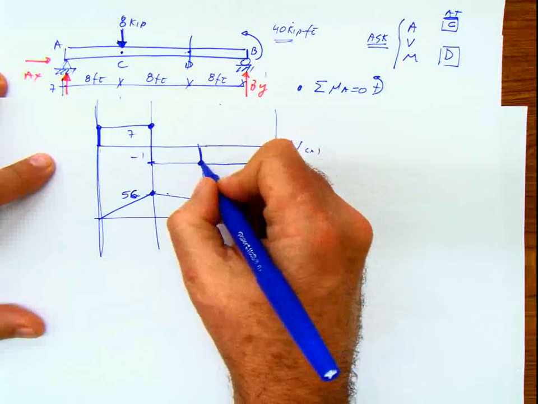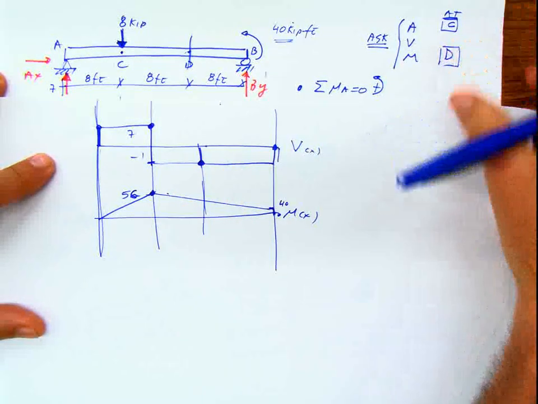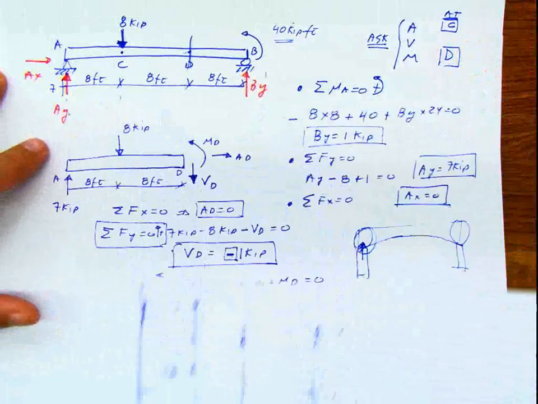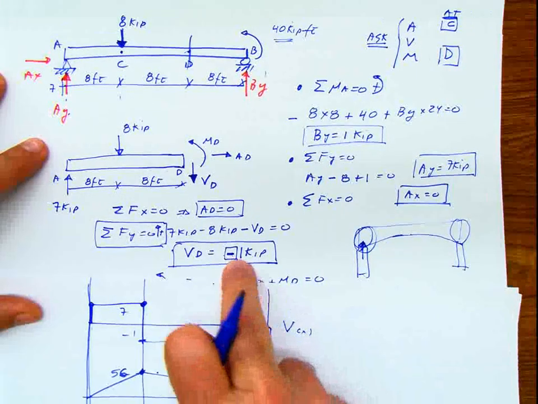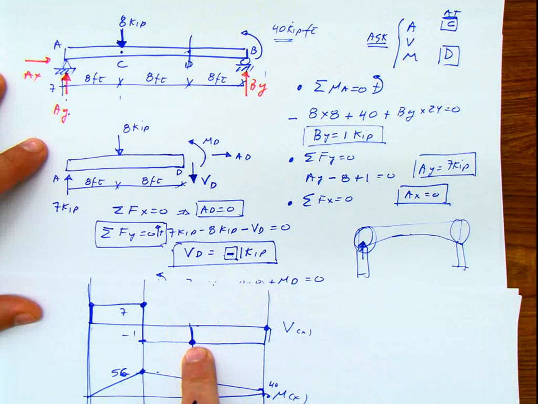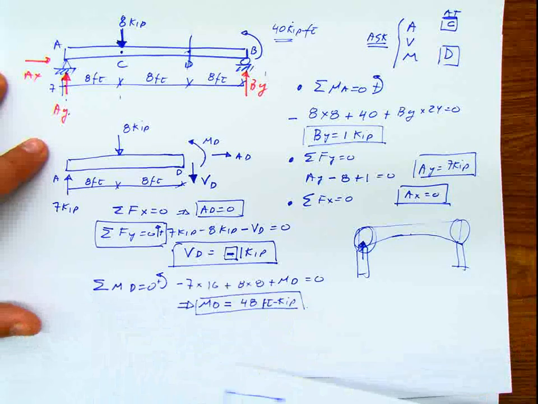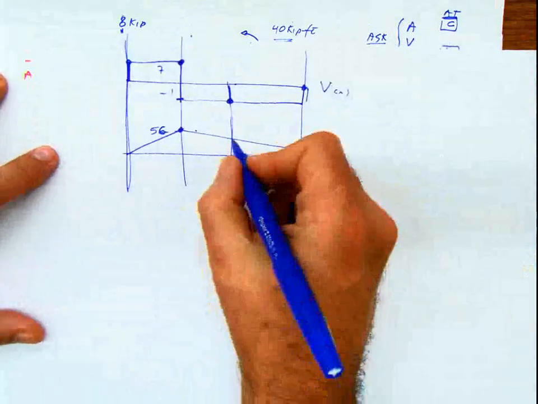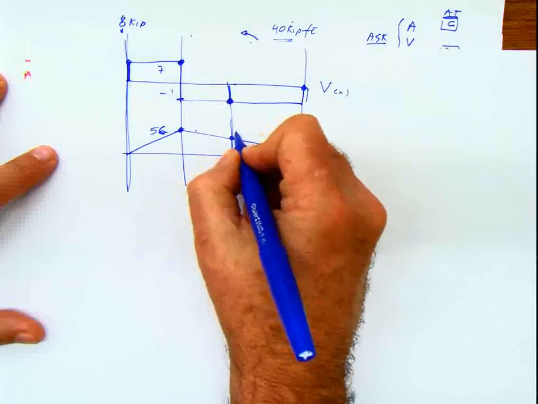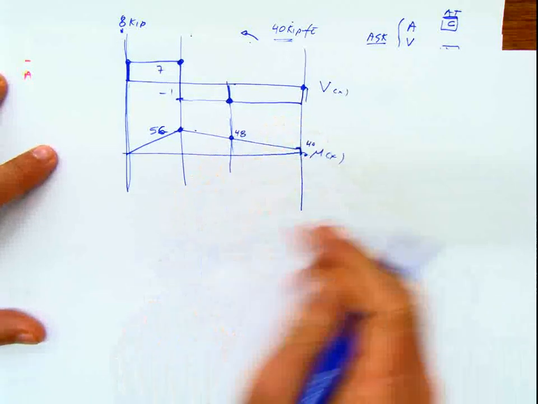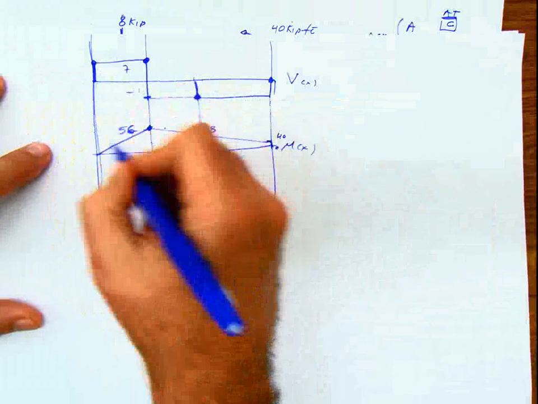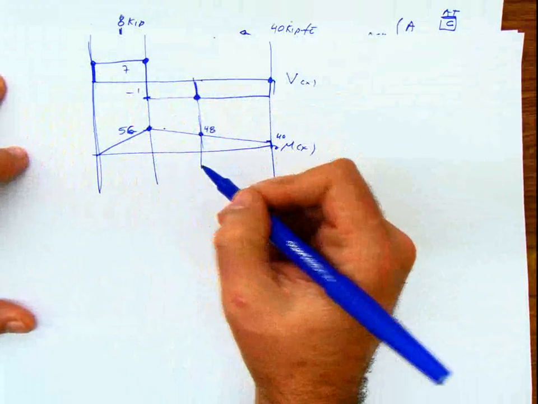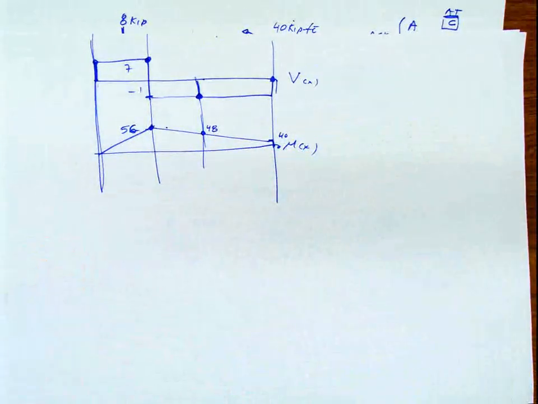At the point D, which was this point here, we also calculated the internal force, and the shear was negative 1 at D. That's the value that I have on the diagram. And the moment was 48. That means that the moment here is going to be 48 at this point. Now, with all these diagrams I proceed and do the design of the member, of the element.